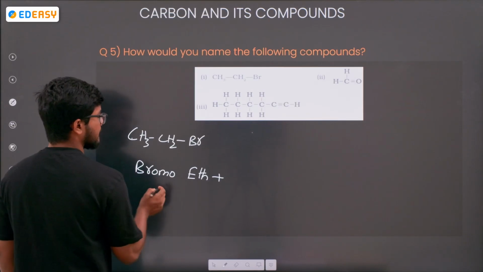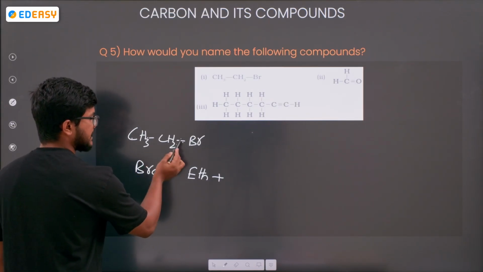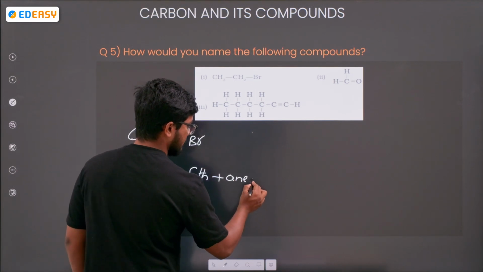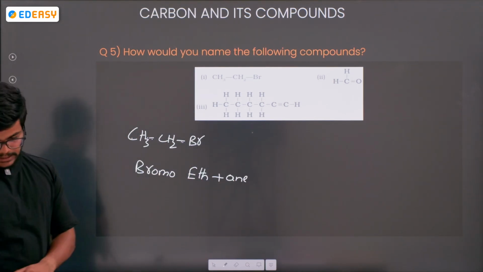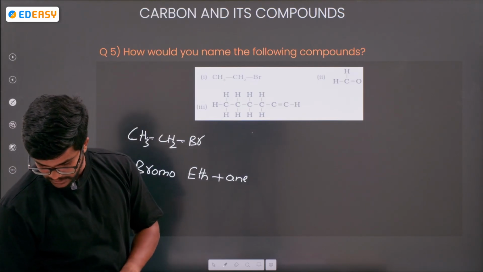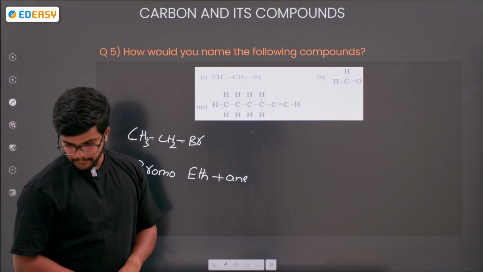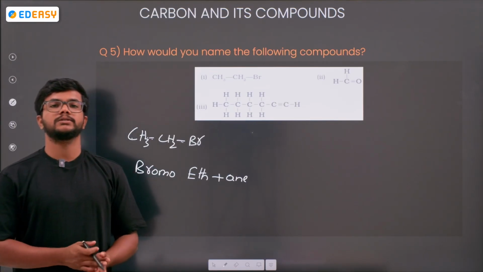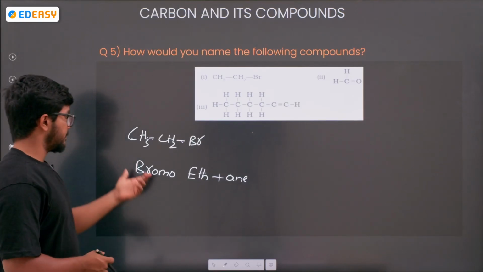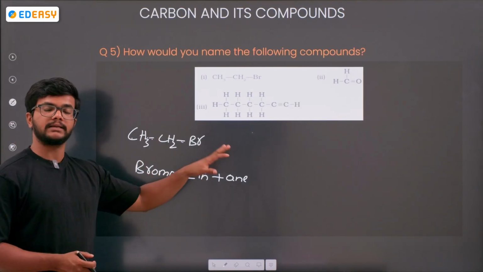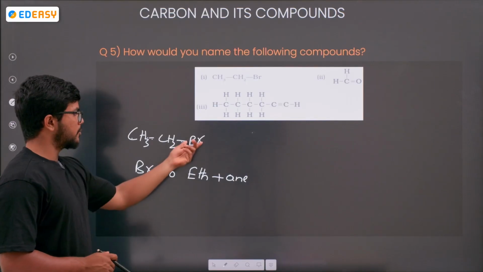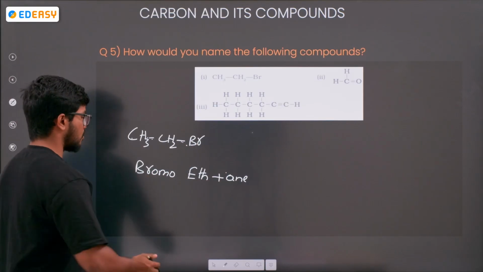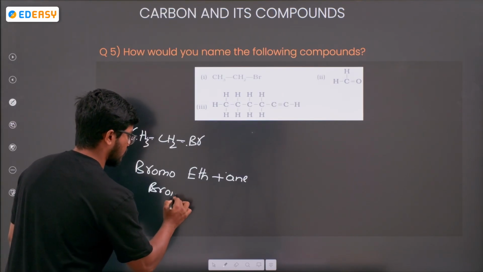Plus, what is the type of bond? Single bonds are there. Single bond between the carbon-carbon chain. That is why it will be ane. Plus, is there any functional group? Is there any functional group in the given structure? Let me know in the comment section. No, there is no functional group. Sir, hydrogen functional? No, ma'am. Here, hydrogens cannot be functional groups. Always remember, hydrogen cannot be a functional group. Anything other than hydrogen will be a functional group. Okay. So, bromine is a functional group, but it comes as a prefix, ethane. So, bromoethane. Finally, it is bromoethane.